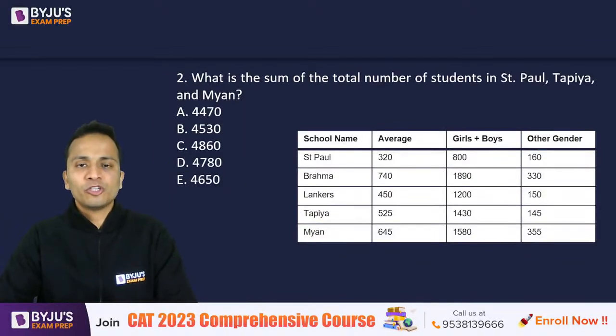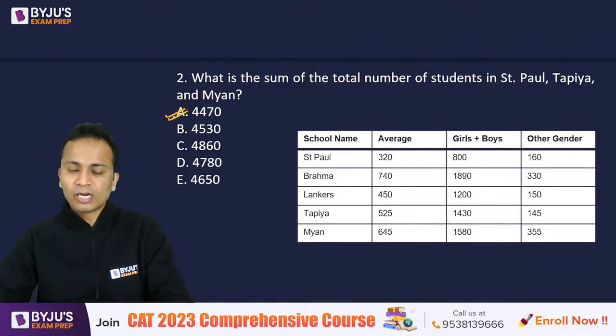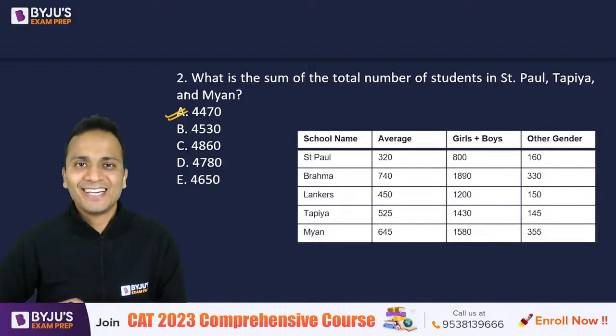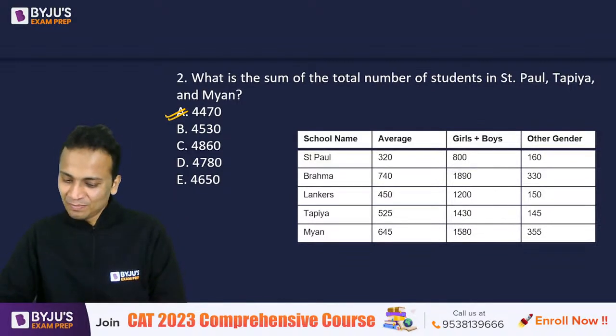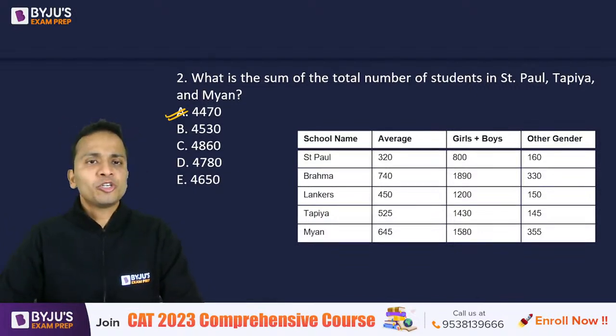Let's go back to the question. And do we have this option? Yes, we do have this option. So option A, 4470 is the correct answer. All right, ठीक है. Good to see most of you giving this answer. Nice. With this, let's move on to the next question, question number 3.